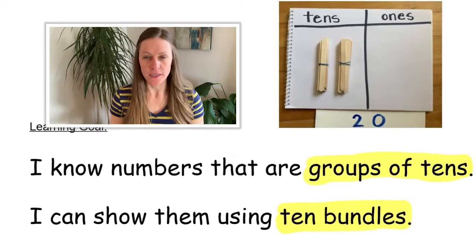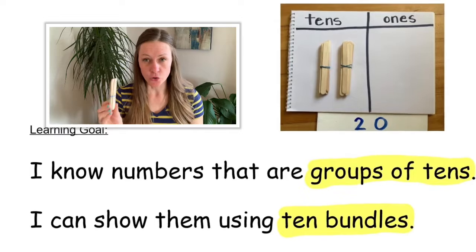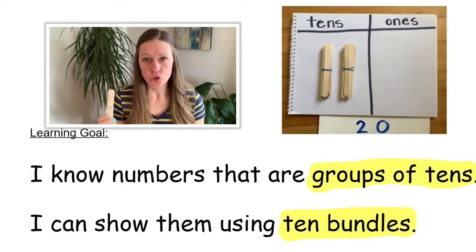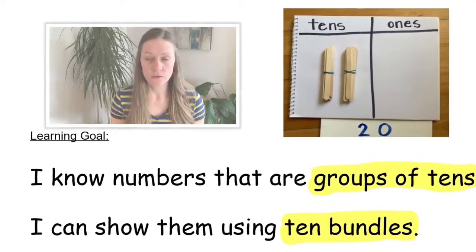Today's learning goal is, I know numbers that are groups of 10, and I can show them using 10 bundles. Hi everyone. Today we're going to talk about our 10 bundles, or when we have 10 of something grouped together. If you remember from last week, we had one popsicle stick, and then we made a group of 10. You might have used something else, blocks, straws, paper strips, but my example for the week is popsicle sticks.